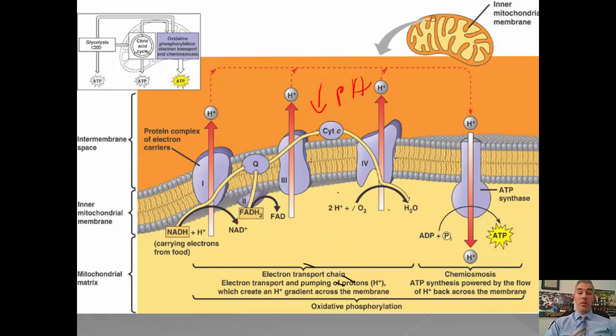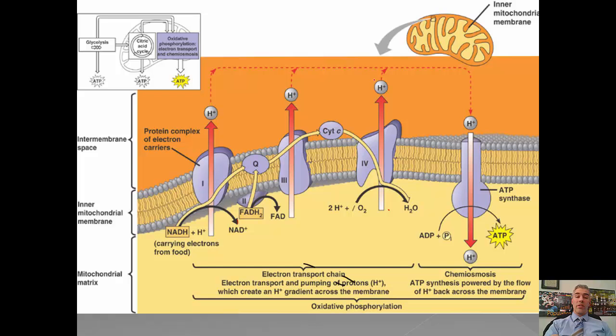Okay, that was just a quick review of acids and bases. Now notice, only complex 1, 3, and 4 pump hydrogens across. Complex 2 does not. Okay, and that's going to come into play in a little bit. So what's the purpose of these hydrogens being pumped across?